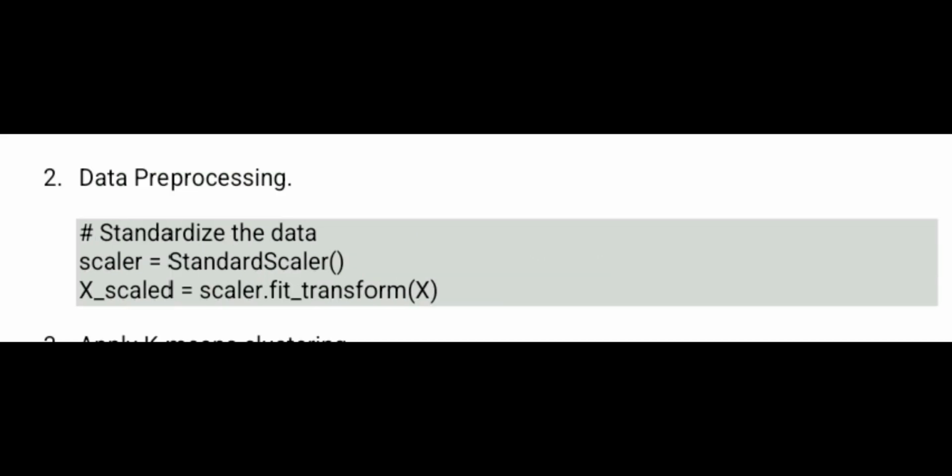The second one, data processing. Standardize the data. This step makes sure each measurement like length or width has equal importance. fit_transform learns the scaling and applies it to the data.